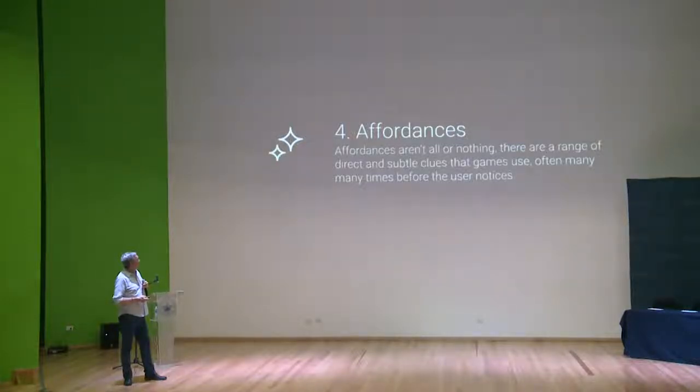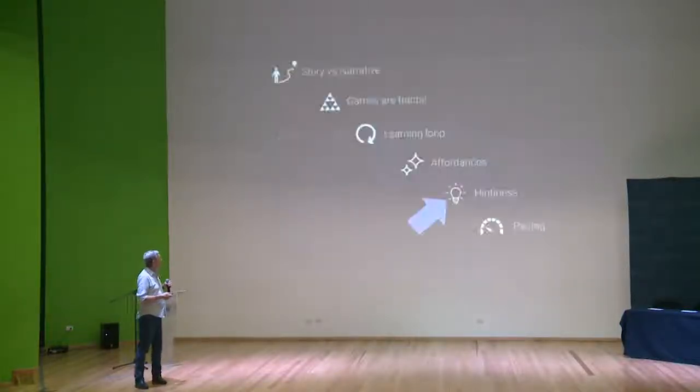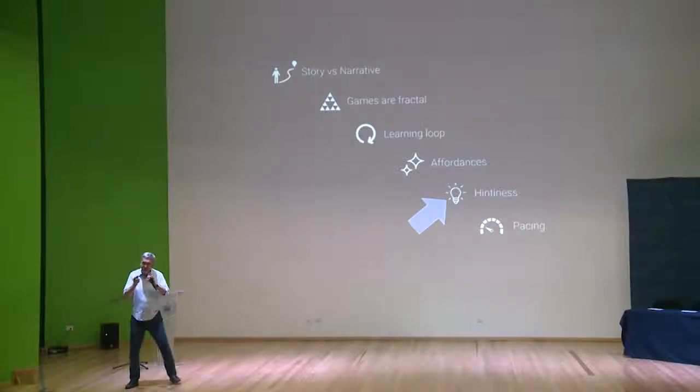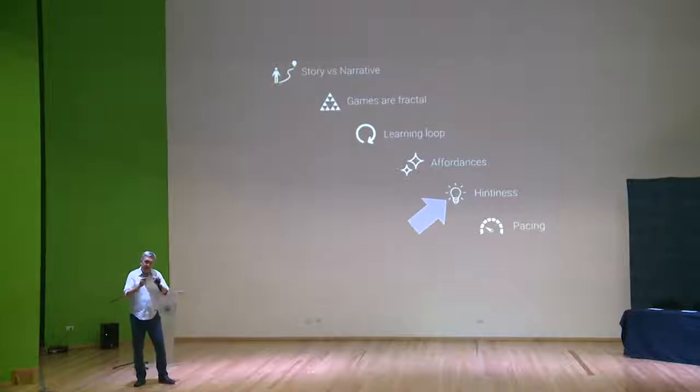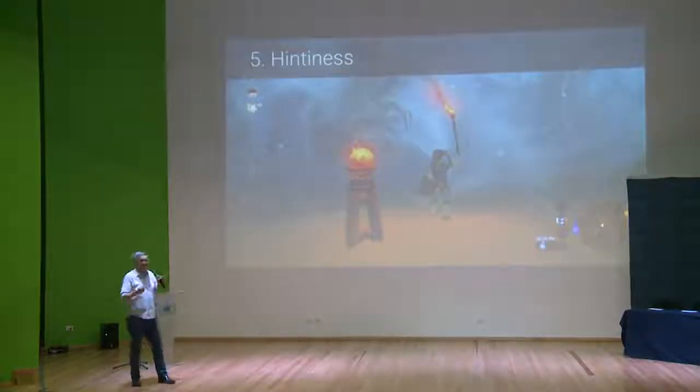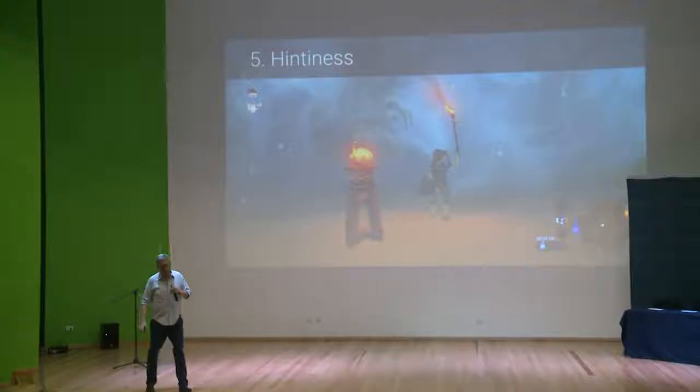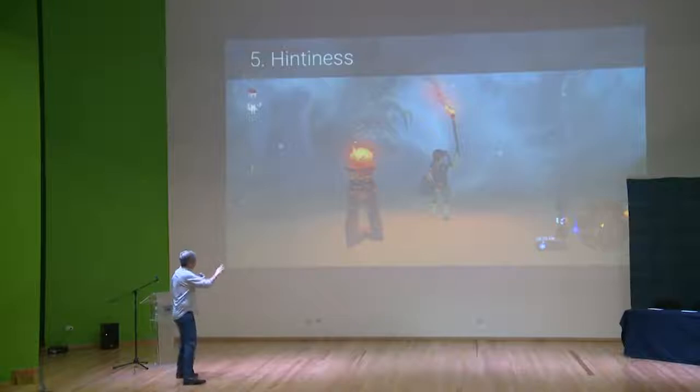There's a range of direct and subtle clues that are used many, many times and used repetitively. But the tricky thing I like is how Raph made a distinction between affordances and hintiness. And there's a difference there. The hintiness in a game, this is again Breath of the Wild. I really like Breath of the Wild, I'm sorry. But it's a really good game. But anyway, hintiness, this is a point where you have to go into this very dark forest and you have to figure out how to get through it.